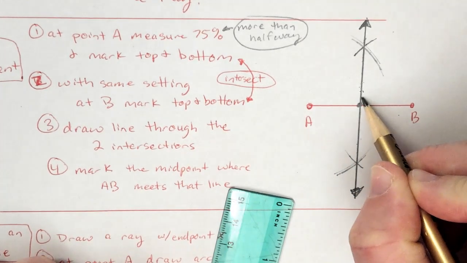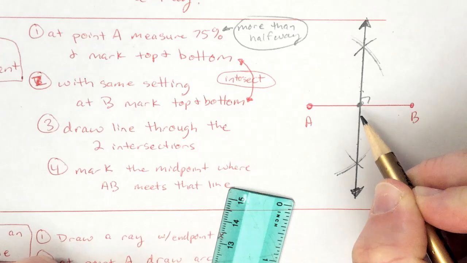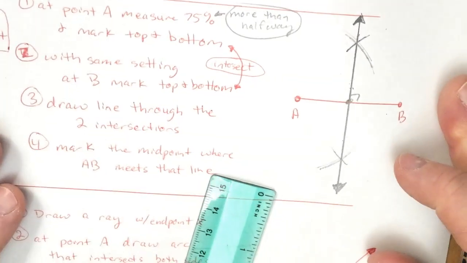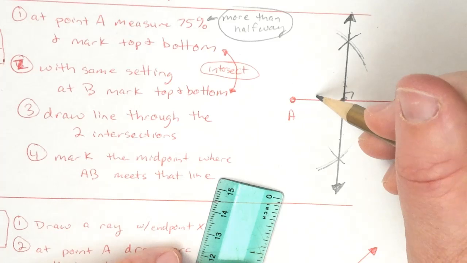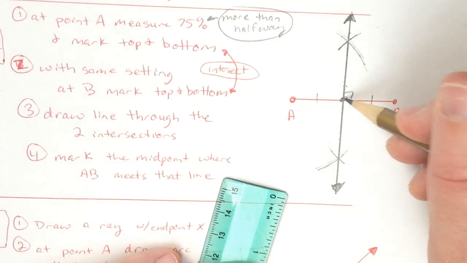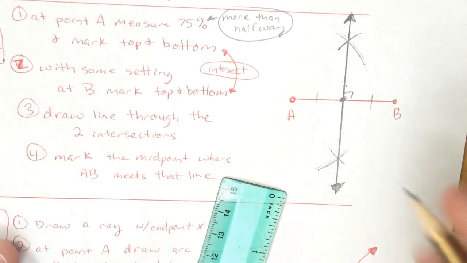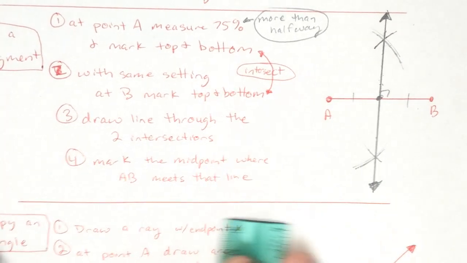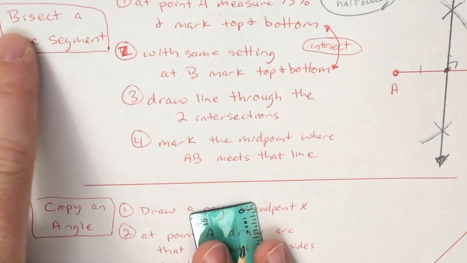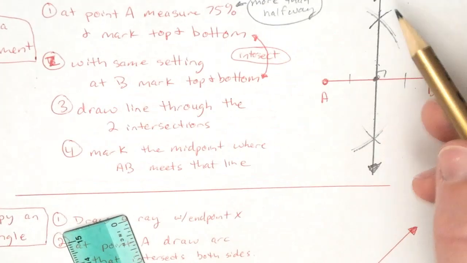And the awesome thing is that is a right angle. Well, it should be if I drew this correctly. Okay, so that's a right angle, and this side is equal to this side. This right here is actually the midpoint, the midpoint of here to here. And that's actually a perpendicular bisector. So that's how we bisect a line segment.